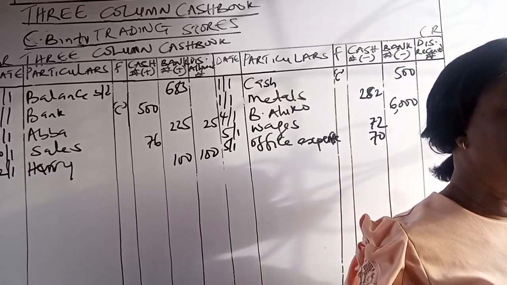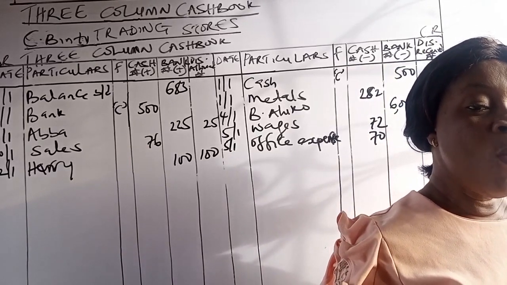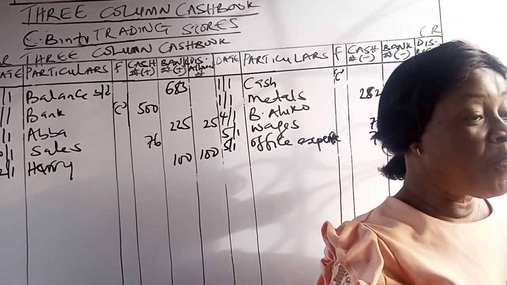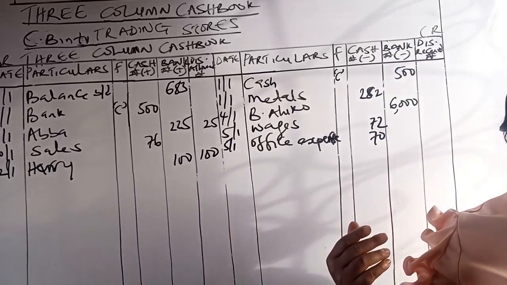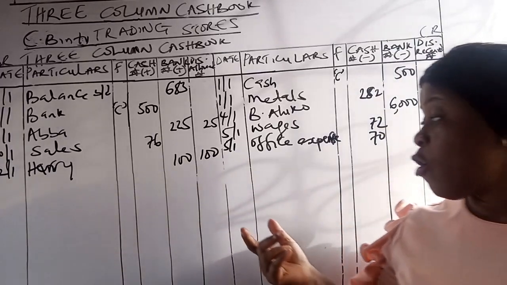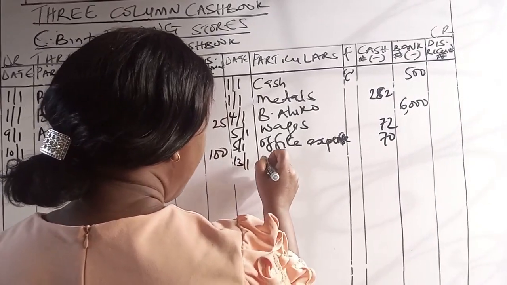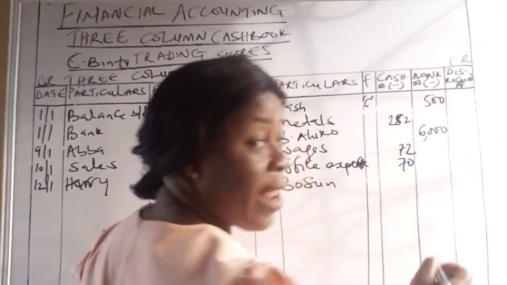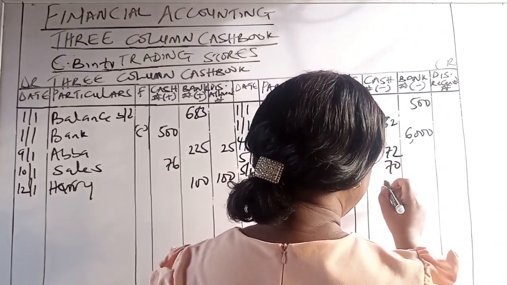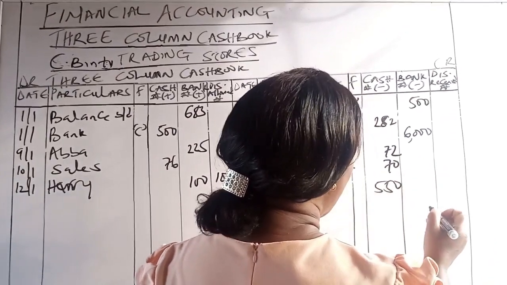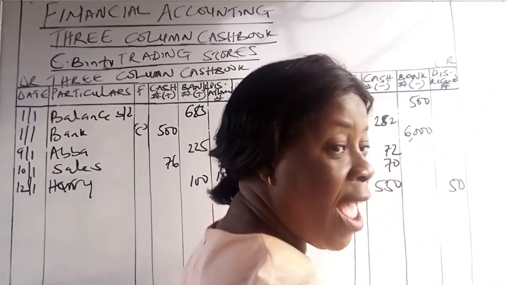Now January 13, paid Bosun 550 naira out of 600 naira worth of goods. So since this one involves payment, it is an outflow of cash. So meaning the transaction will be credited, paid Bosun on cash basis. So 13/1. The nature of the transaction is Bosun. Then the amount paid to him on cash basis was 550 naira, while the discount received from him was 50 naira.